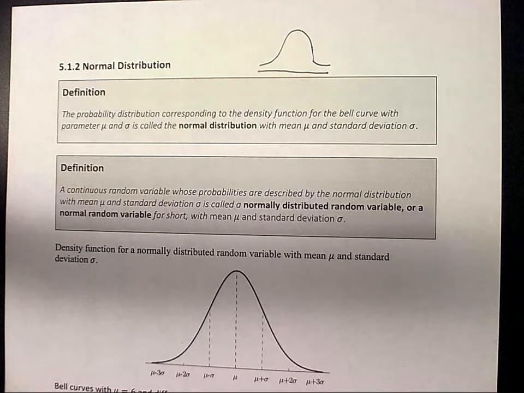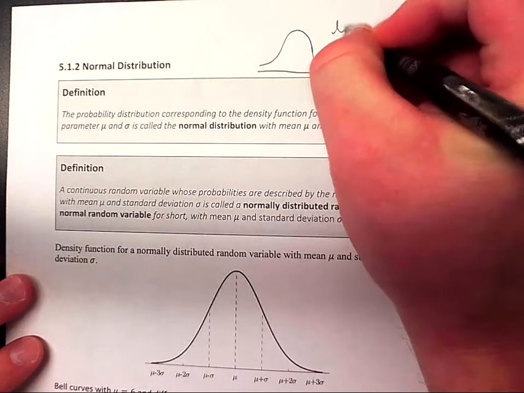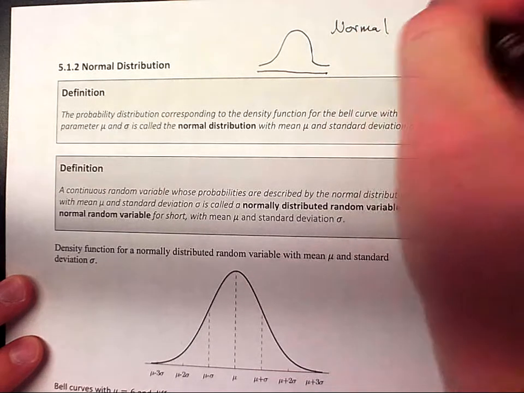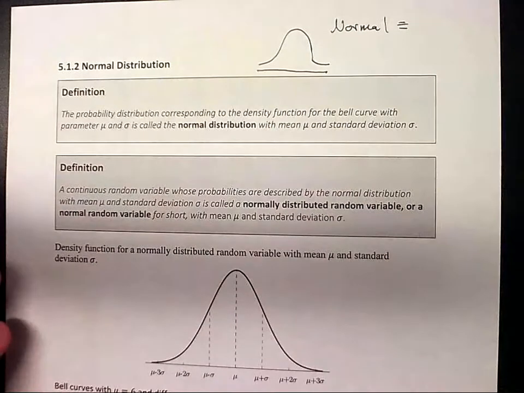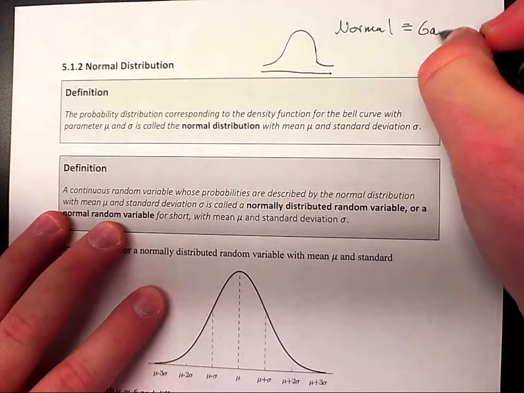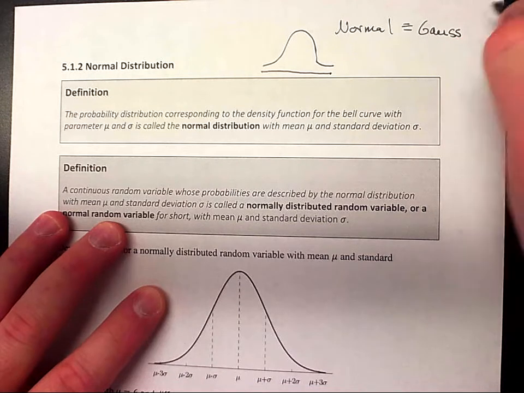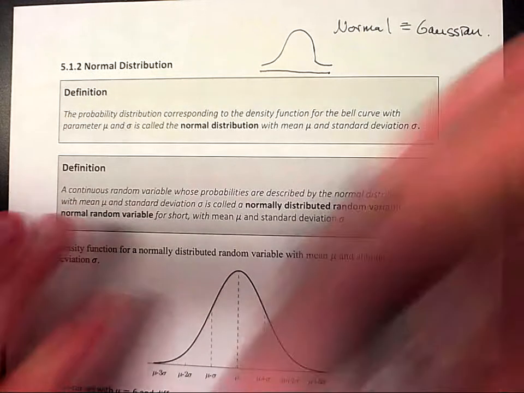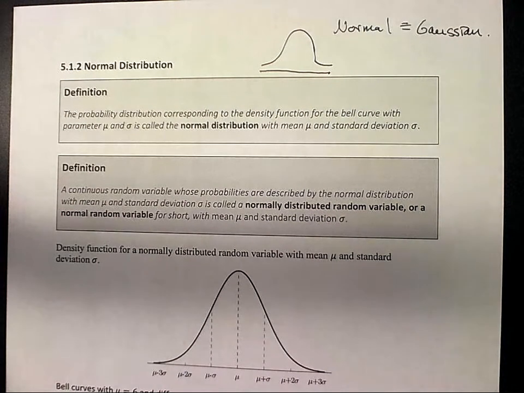A lot of times in the real world, we'll refer to this as the normal distribution. Something else that you will hear a lot in the real world is that this is called the Gaussian distribution. It's giving credit to a famous mathematician named Gauss.